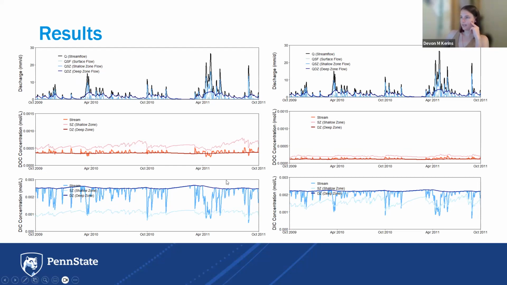And so on the left here is where we've implemented equilibrium sorption. And on the right here is where we've implemented kinetic sorption. And so we can see the decrease in concentration of DOC as well as the decrease in concentration of DIC. And so that's really representing the fact that we're having much more sorbed and much less released in the system.